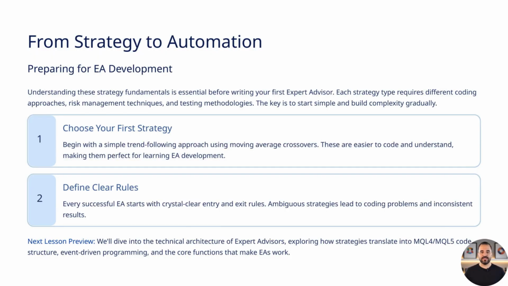Every expert advisor begins with a strategy, and the clearer that strategy, the stronger the EA. Start simple. A trend-following crossover is a perfect first project. Define precise entry and exit rules so the EA executes consistently. Ambiguity leads to coding issues and inconsistent results. Once you're comfortable, you can build complexity gradually.